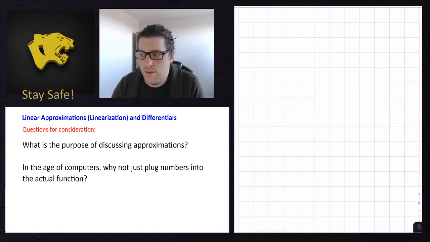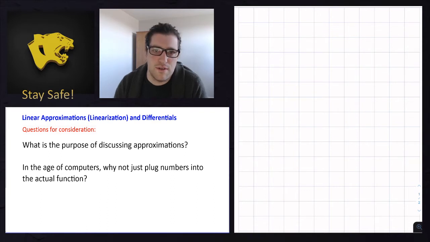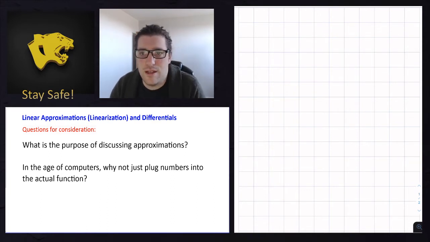Because, as I have at the bottom there, when you have computers, even if the function is pretty nasty, you can just shove the value you're interested in evaluating into that function and try your best to be patient as the computer chugs through it, which usually in most cases today wouldn't be very long for any sort of function that you would be interested in. So why would we care about approximating these things?